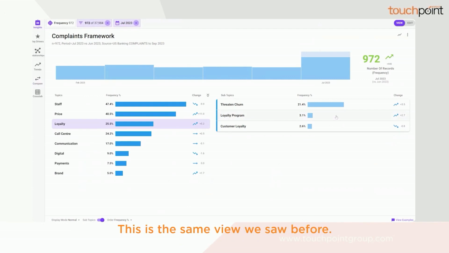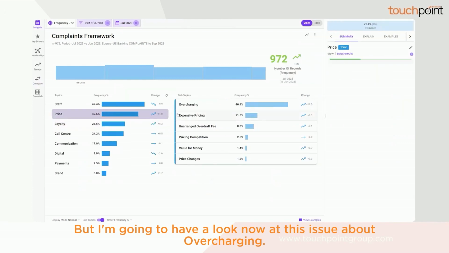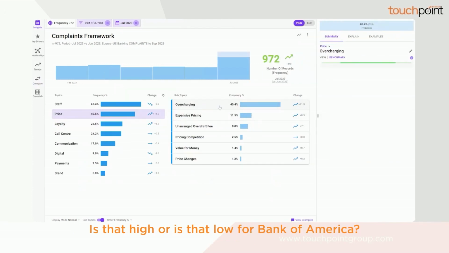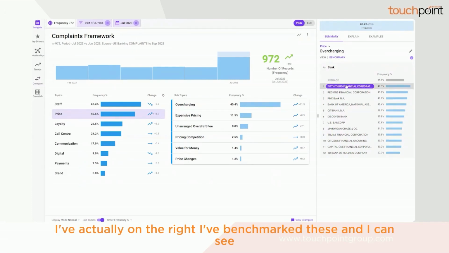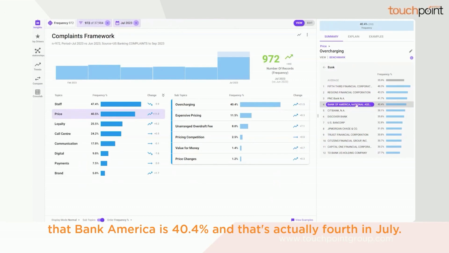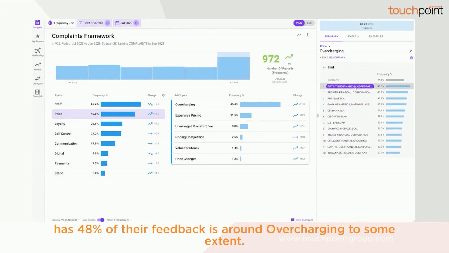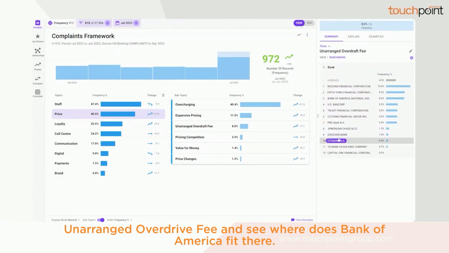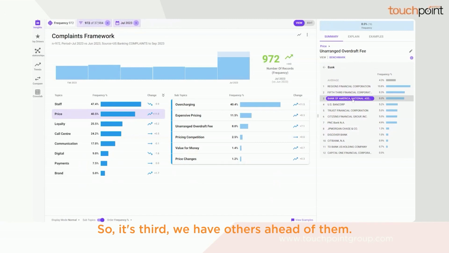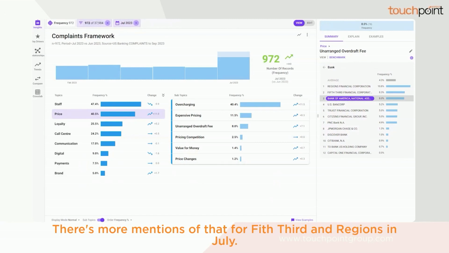So this is the same view we saw before, but I'm going to have a look now at this issue about overcharging. Is that high or is that low for Bank of America? On the right, I've benchmarked these, and I can see that Bank of America is 40.4, and that's actually fourth in July. You want to be as low as possible here, of course, but I can see that there are others who have, like Fifth Third, 48% of their feedback around overcharging to some extent. I can also see that one we looked at before, unarranged overdraft fee, and see where Bank of America fits there. So it's third. We have others ahead of them, so there are more mentions of that for Fifth Third and Regions in July.